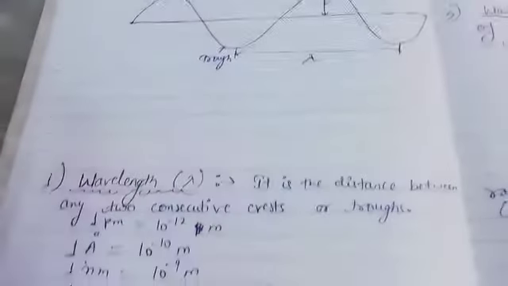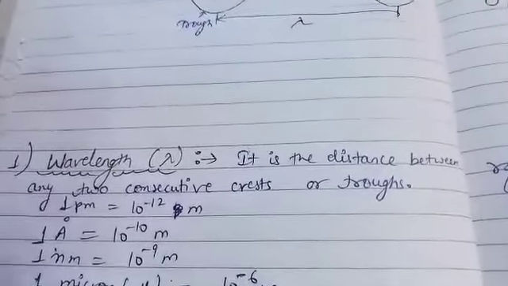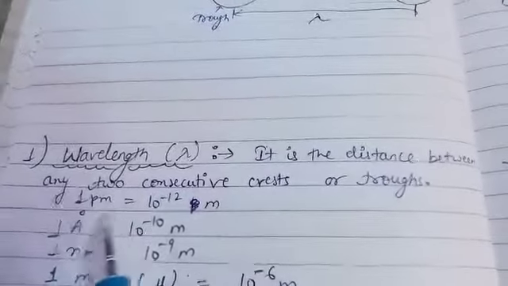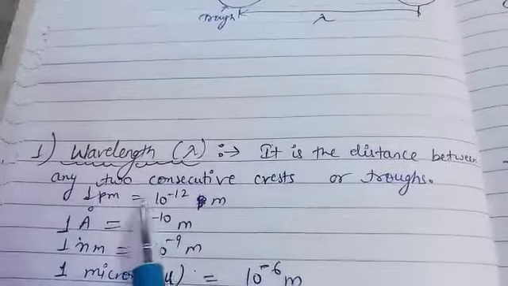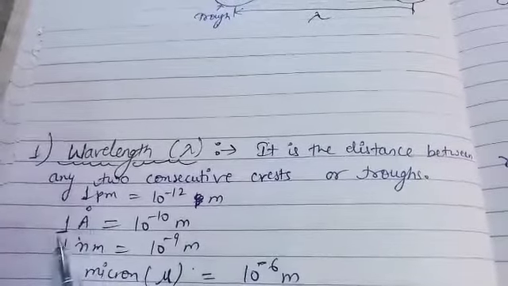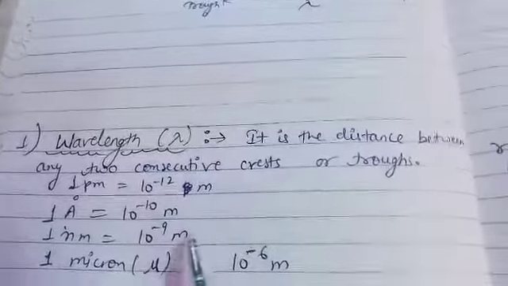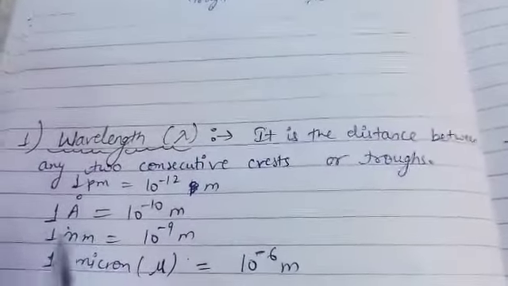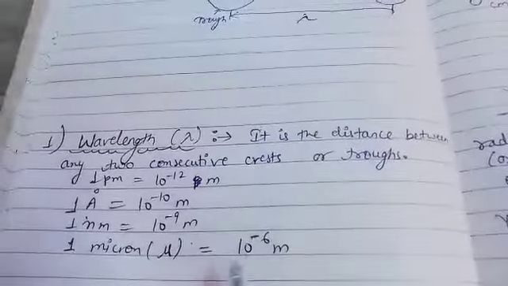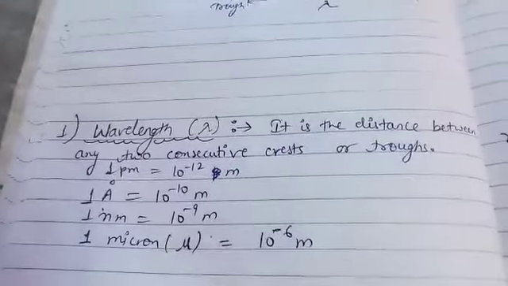The unit of lambda can be picometer, nanometer, Angstrom, micron, it depends. Conversion is more important: 1 picometer is equal to 10 to the power minus 12 meter. 1 Angstrom is equal to 10 to the power minus 10 meter. Accordingly you will convert it into centimeter also. 1 nanometer is equal to 10 to the power minus 9 meter, and 1 micron is equal to 10 to the power minus 6 meter. Conversion is very important, 11th class, you have to learn.